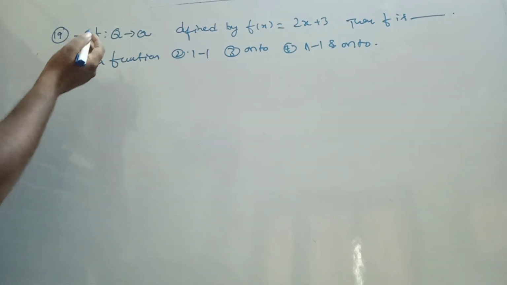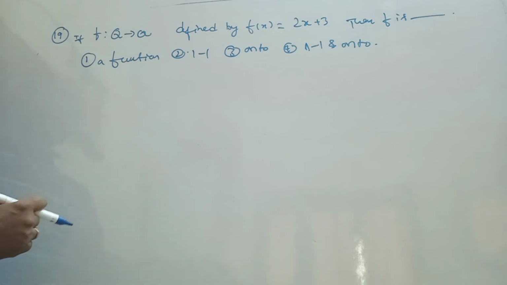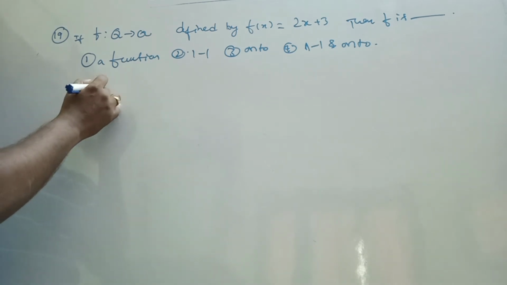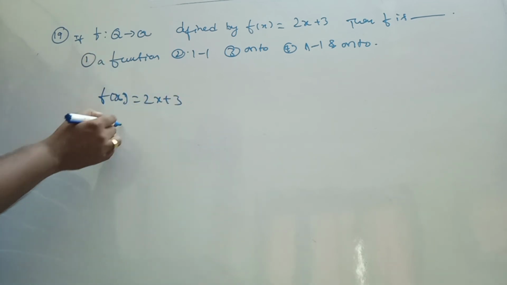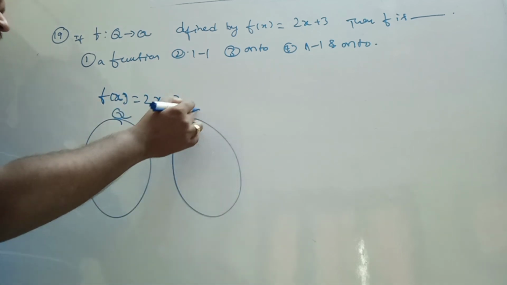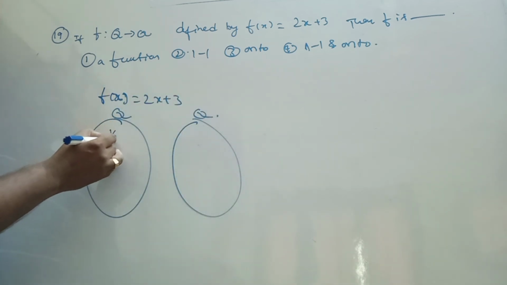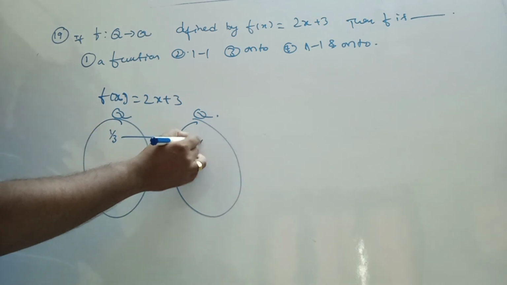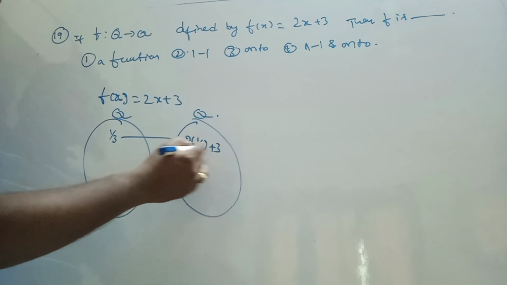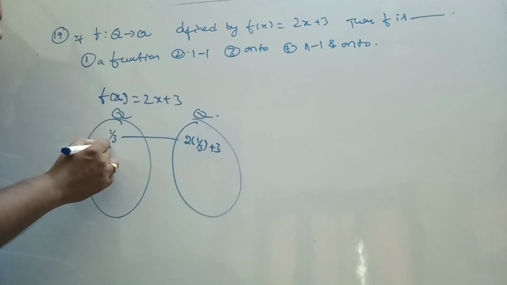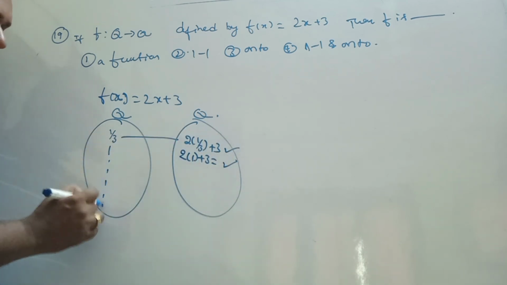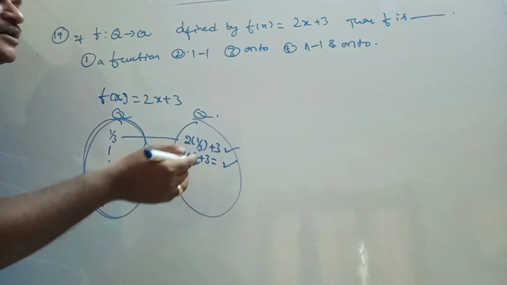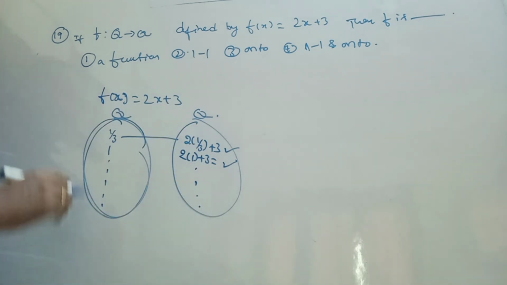Now, regarding this 19th problem, f is a function from Q to Q defined by f of x equal to 2x plus 3, then f is what? They have given that f of x is equal to 2x plus 3, and it is very clear that the domain is rational numbers, and the codomain is also rational numbers. You give any rational number, for example 1 by 3, it will give 2 into 1 by 3 plus 3, that is 2 by 3 plus 3, a rational number, no doubt in it. If you give 1, this becomes 2 into 1 plus 3, also a rational number. Like that, different rational numbers in the domain will give different images in the codomain. Therefore, this is a 1-1 function, no doubt in it. It is an injection.